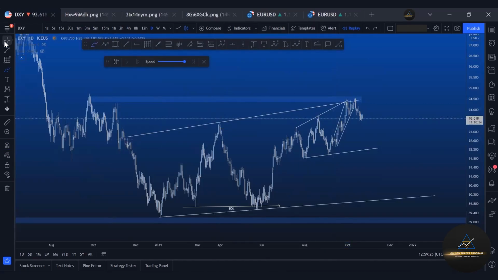So multiple trend line taps at that area. So what else is there? Is there anything else I've seen? Okay, here we go. Now there's equal highs at this particular area.